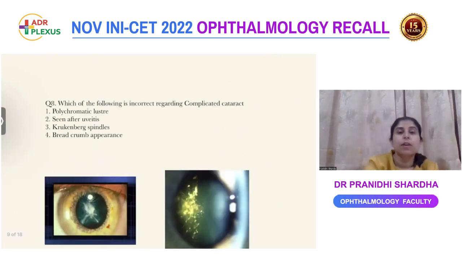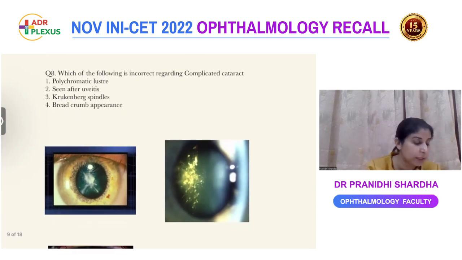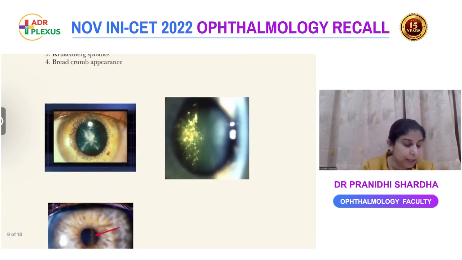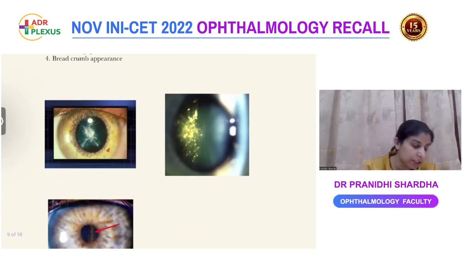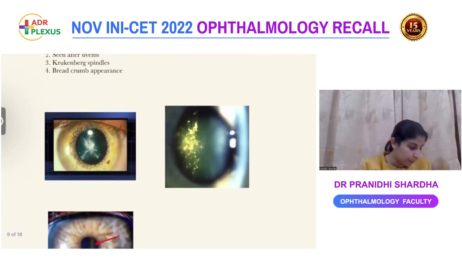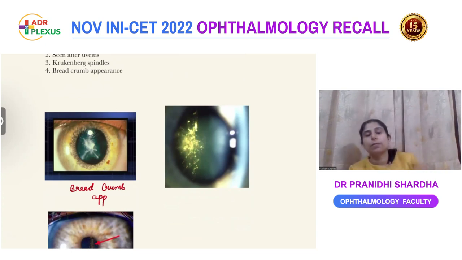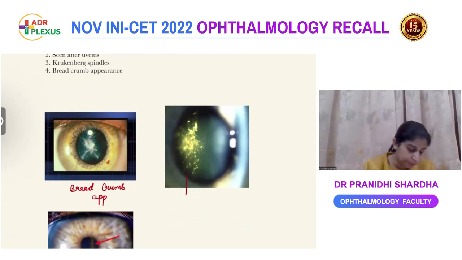The next question is, which of the following is incorrect regarding complicated cataract? These are some diagrams of the complicated cataract. The first is the bread-crumb appearance, which is a type of cataract seen in complicated cataract. This is the polychromatic luster. It is also a feature of complicated cataract.